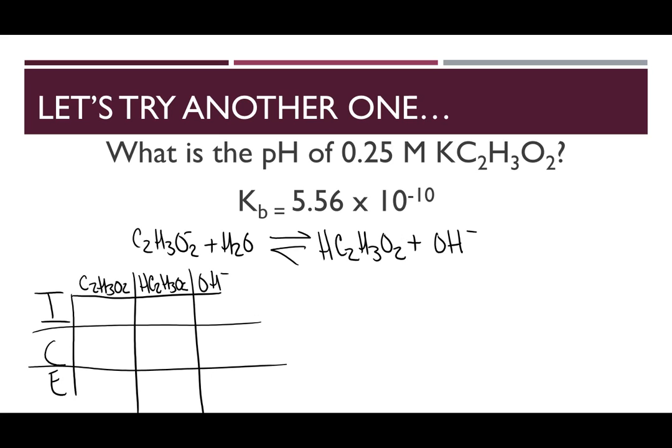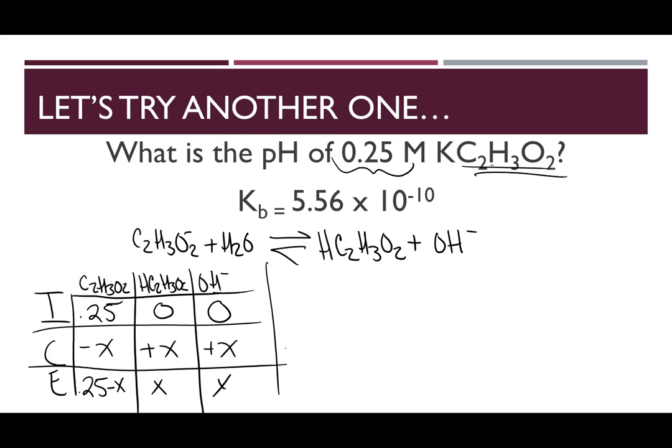All right, so if the molarity of the salt was 0.25, we can assume the molarity of acetate was also 0.25, and no mention of the other two, so those are 0 and 0. Only direction for the products to go is up, so that's going to be a plus X. Only direction for the reactant then to go is down, minus X. So 0.25 minus X, X, and X.